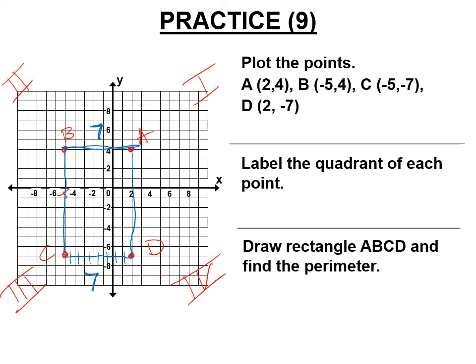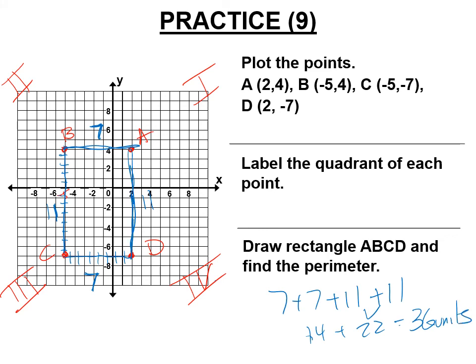And then this side is 1, 2, 3, 4, 5, 6, 7, 8, 9, 10, 11. So this side is 11. So we add up the sides, and we get 22 plus 14. And what am I getting? 36 units long is the perimeter of that rectangle. Let's connect those a little bit nicer.